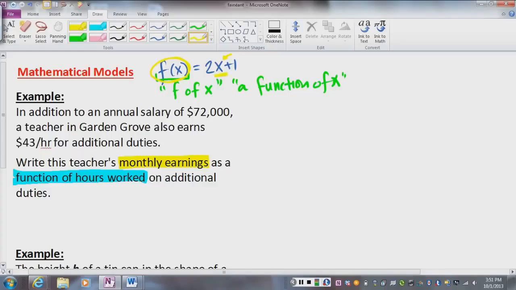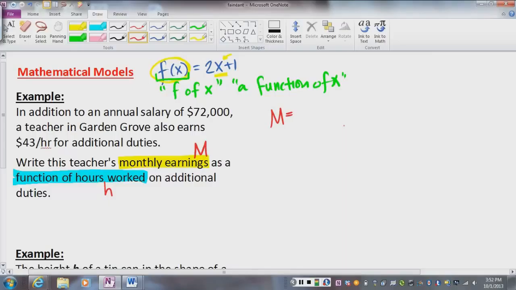With regards to what we're doing in this problem, I need to write my monthly earnings, which I'm going to call m. I need to write m as a function of hours worked, which I'm going to call h. So what I really want to end up with here is m equals something that has an h in it.